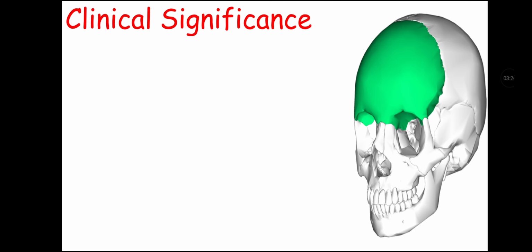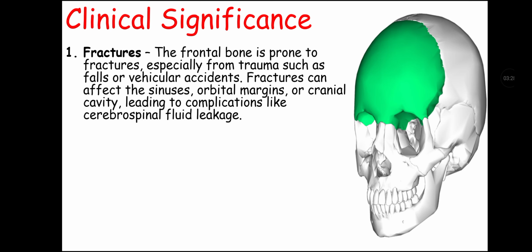Now let's talk about the clinical significance of frontal bone. This includes fractures. The frontal bone is prone to fracture, especially from trauma, such as falls or vehicular accidents. Fractures can affect the sinuses, orbital margins, or cranial cavity, leading to complications like cerebrospinal fluid leakage.